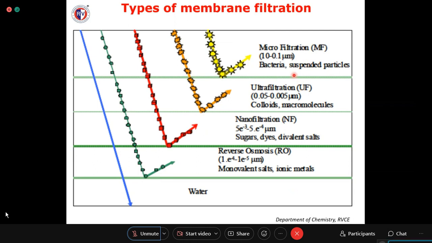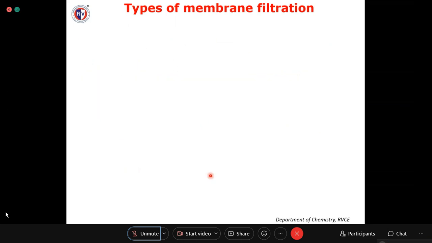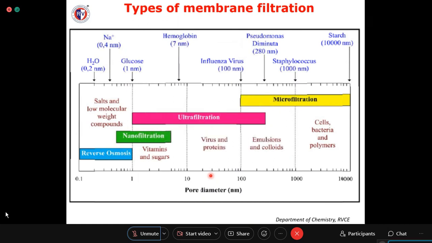This is called the microfiltration process, ultrafiltration process, nanofiltration process, and lastly reverse osmosis. Here you can remove all these salts, bacteria, monovalent salts, and ionic metals like heavy metals. All these things you can filter by using this reverse osmosis process. And this is also another form of the last slide. Okay, same thing. I put it in this form here.